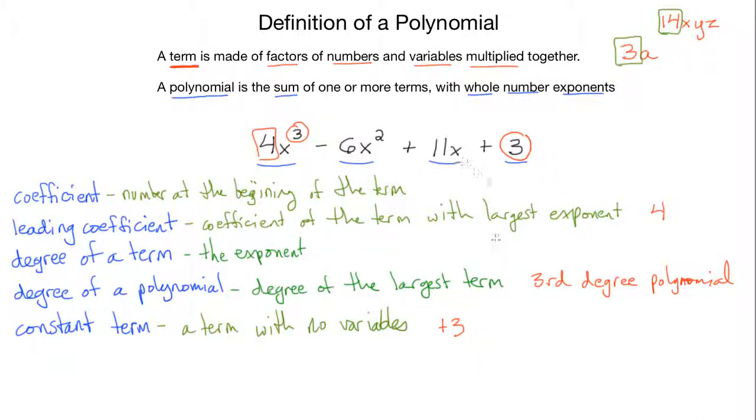So there you go. There's a polynomial. We have multiple terms. It could be 1 term, 2 terms, 10 terms. It's just the sum of one or more terms. They all have to have whole number exponents. And we have lots of words that we use when we're describing polynomials, such as coefficients, degrees, and constants. Hopefully this is a helpful introduction for you in terms of understanding some of the vocabulary of polynomials.